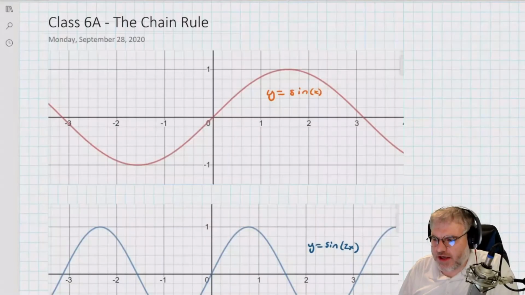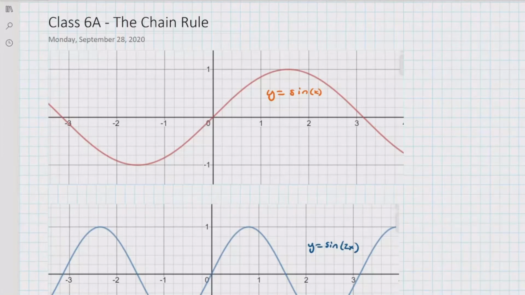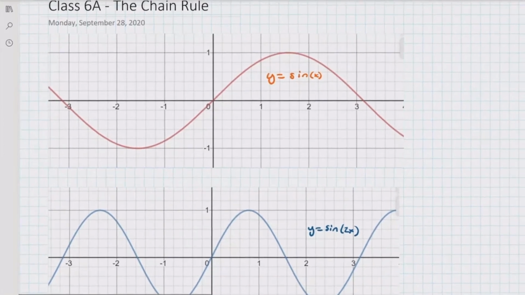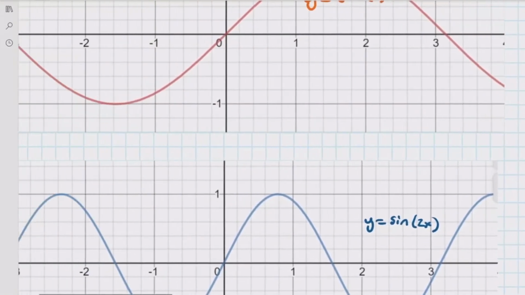So what we want to do is handle functions like these here. Let's go ahead and look at what we're looking at. What we want to handle are functions that look like this. Now, let me turn off the camera here for just a moment so I can zoom in.